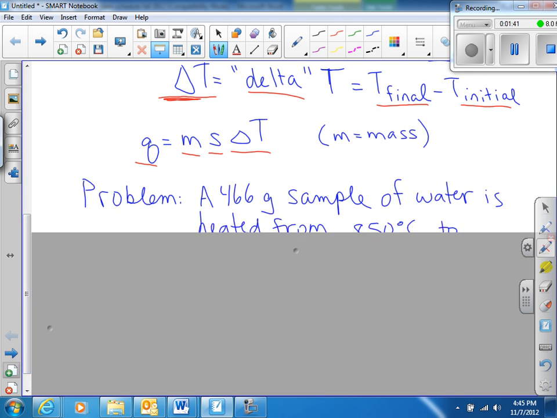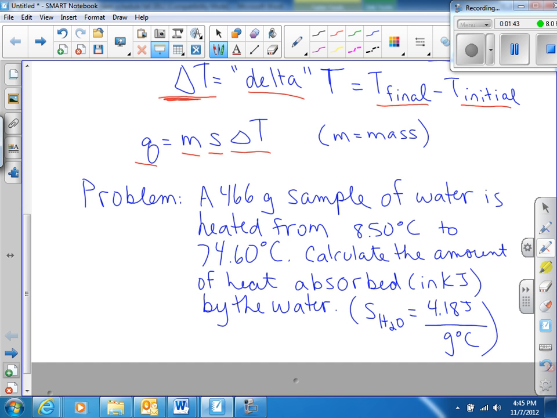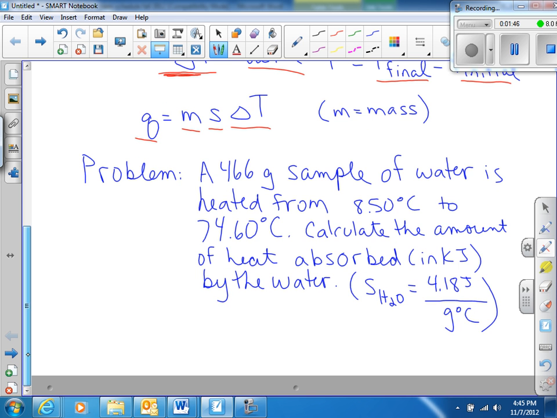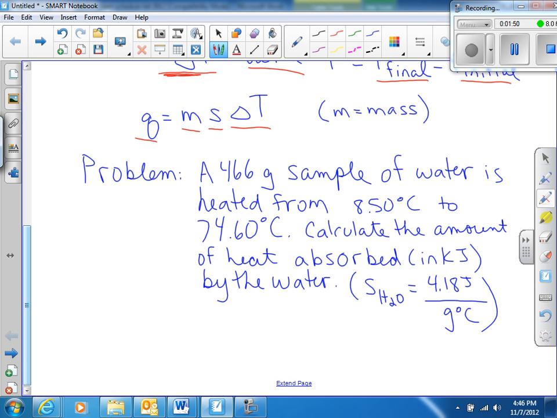So let's do a problem. Here we go. Here's our problem. And when we are solving heat capacity problems, we want to set up a little chart. You have to recognize that you are doing a heat capacity problem. Whenever you see S, you should think, oh, Q is ms delta T. That's the equation that should come to mind. So we're going to have a little chart of data that we have over on the left. So what are we given? We know we have 466 grams.